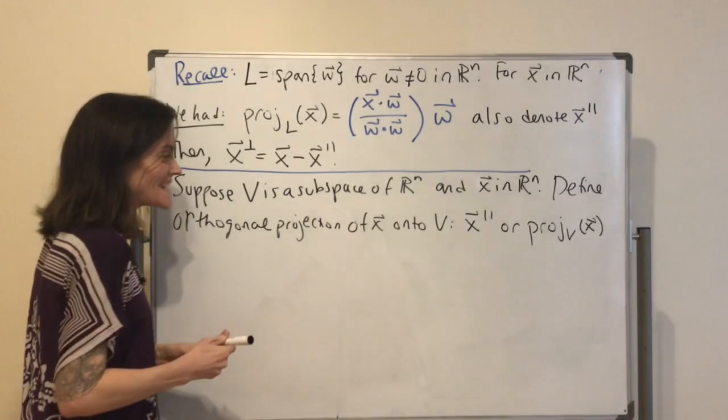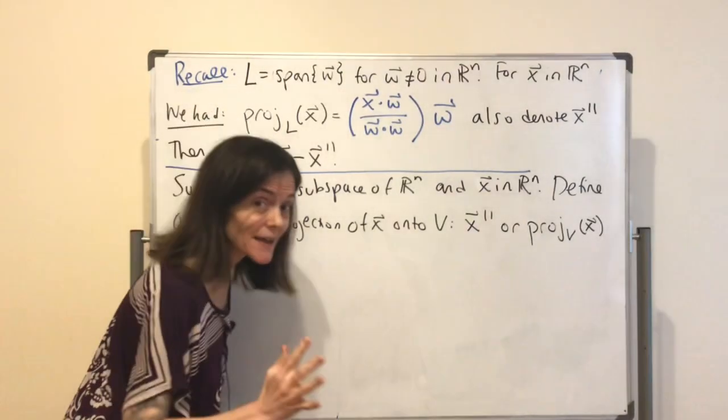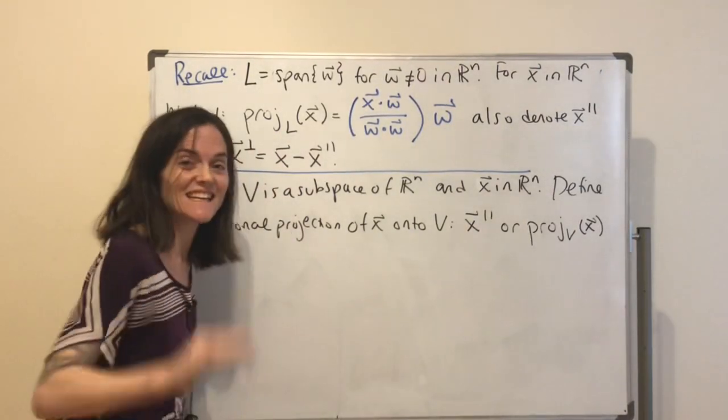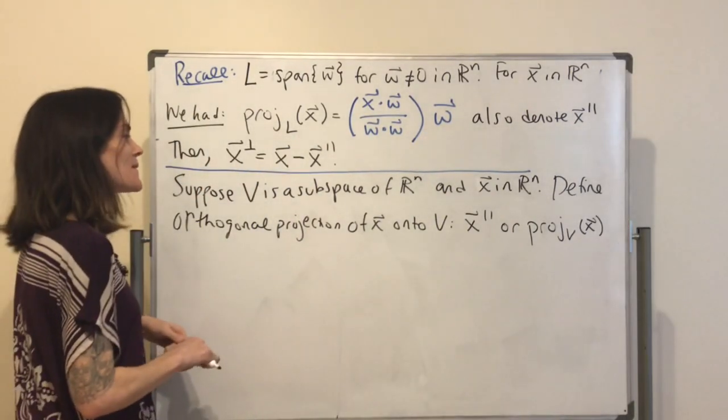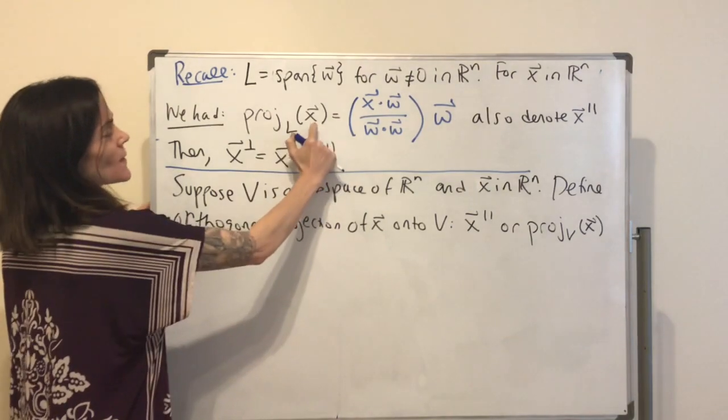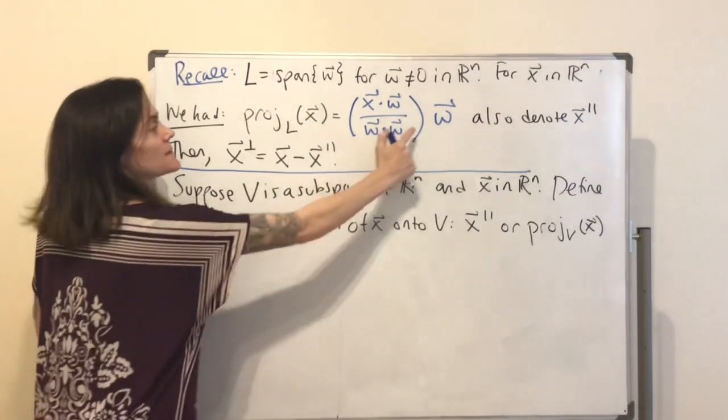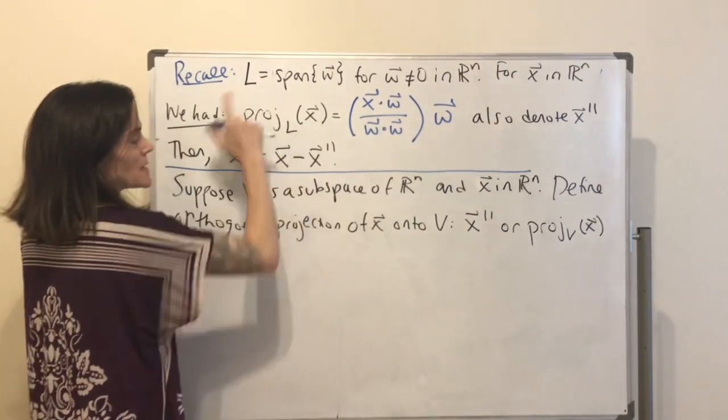Okay, well, what is this? It's going to be a vector, and it's going to be a vector in V. Okay, that's the only thing that would make sense here. And it's very much like this. As I mentioned, this was a vector in the subspace once we projected.